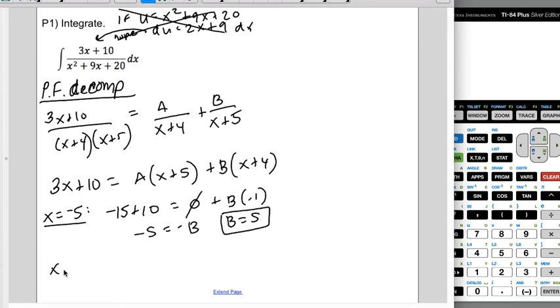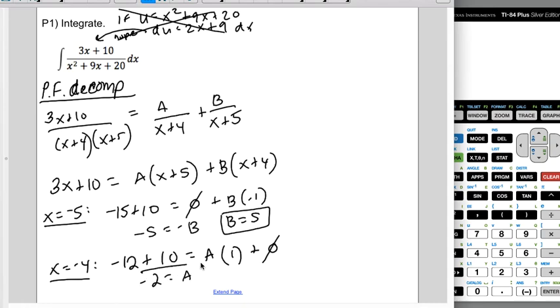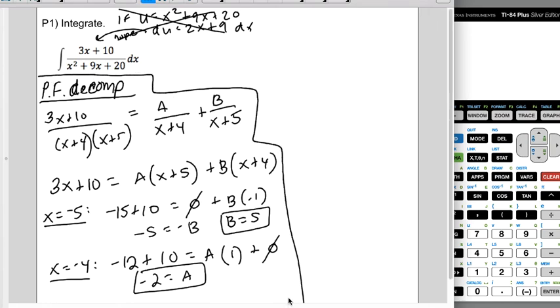When I plug in x is negative 4, I'm going to get negative 12 plus 10 equals a times 1 plus nothing. So I seem to get negative 2 as my a. So again, that part's not actually calculus, right? What that's allowed me to do is essentially split this up into two natural log integrals. So I get a negative 2 over an x plus 4 and a 5 over the x plus 5.